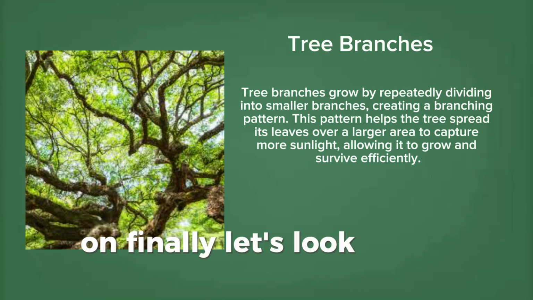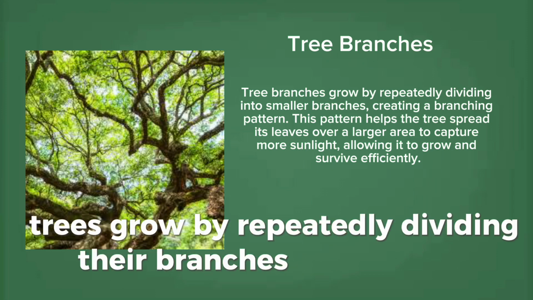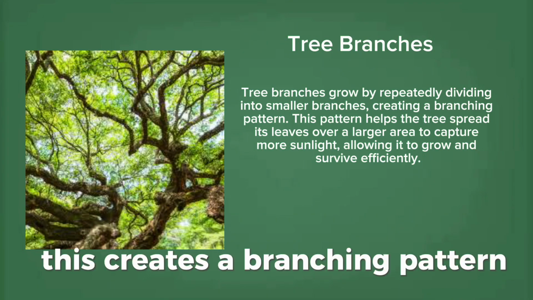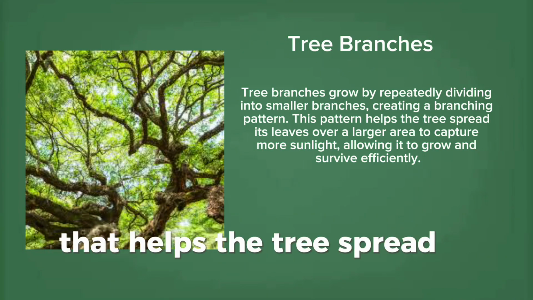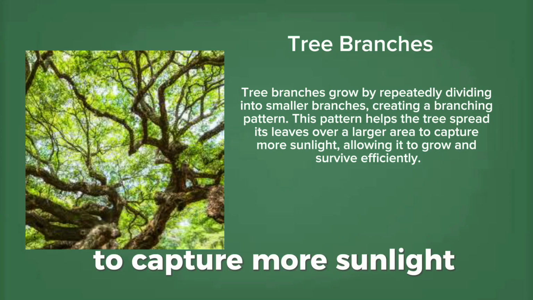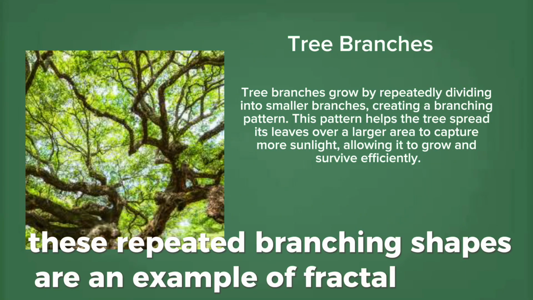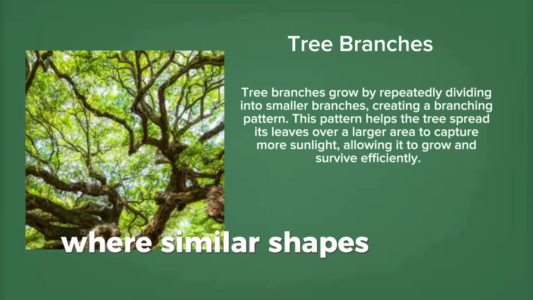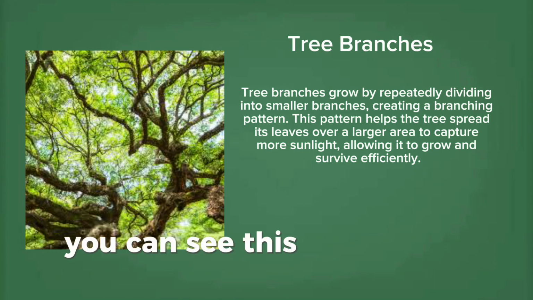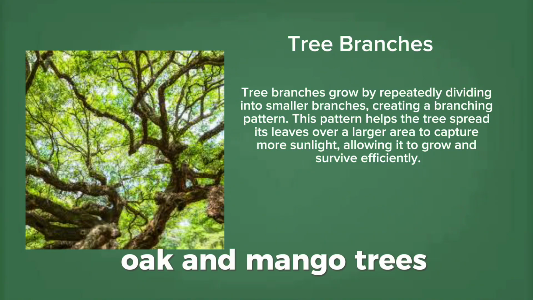Finally, let's look at tree branches. Trees grow by repeatedly dividing their branches into smaller branches. This creates a branching pattern that helps the tree spread its leaves over a larger area to capture more sunlight. These repeated branching shapes are an example of a fractal pattern, where similar shapes appear again and again at different sizes. You can see this in trees like acacia, oak, and mango trees.